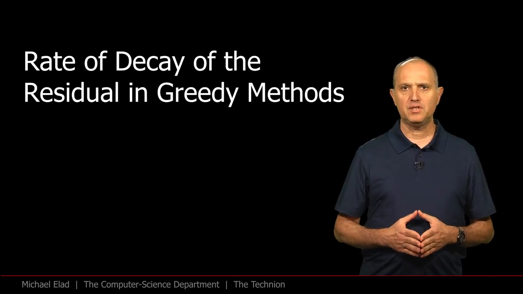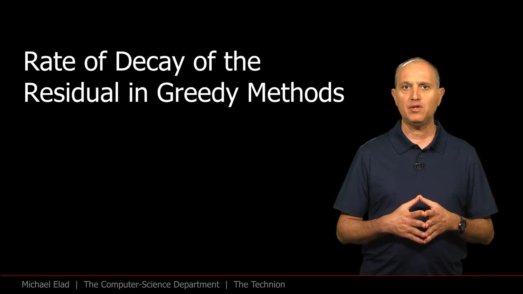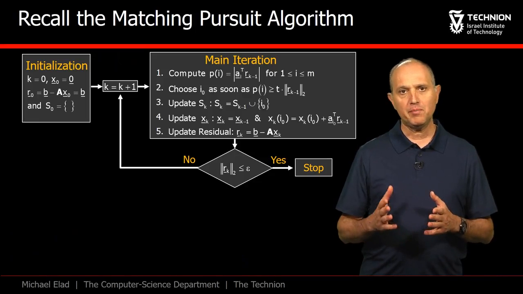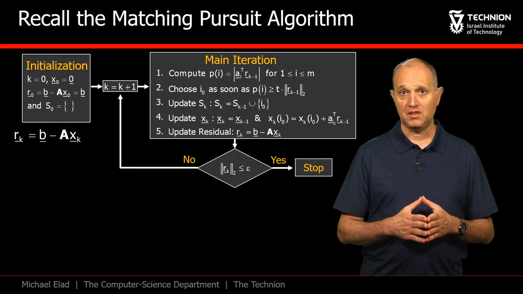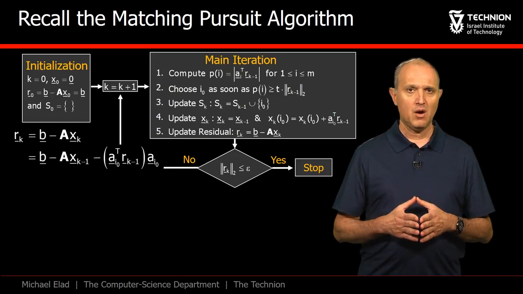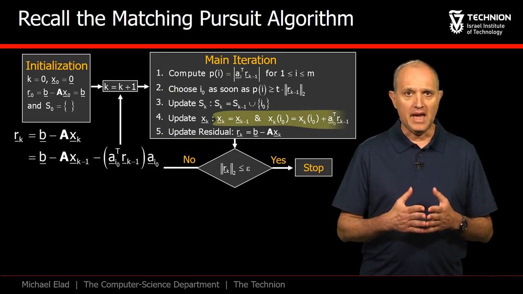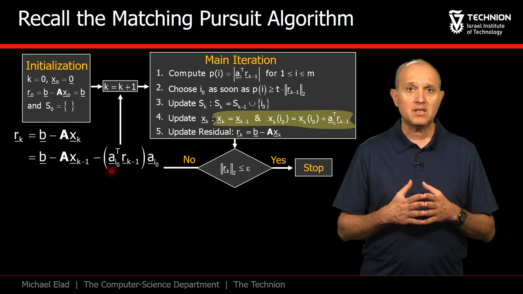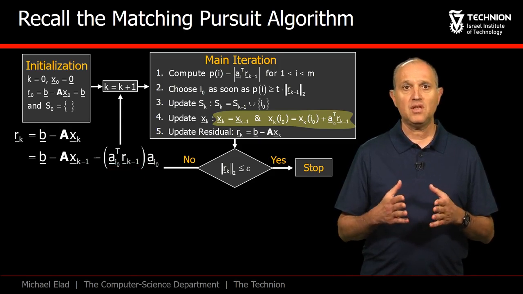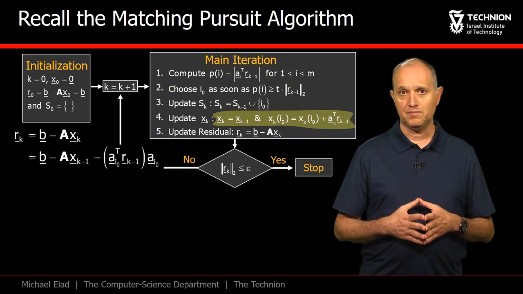Our last theoretical result is of somewhat different flavor, dealing with the analysis of the rate of decay of the residual in the matching pursuit. Recall the matching pursuit algorithm. The residual at the kth stage is given by b minus A times x_k. However, due to the way matching pursuit updates its solution, this also equals A times x_{k-1} minus some coefficient multiplying the kth chosen atom. This coefficient is nothing but the inner product between the previous residual and the newly chosen atom.